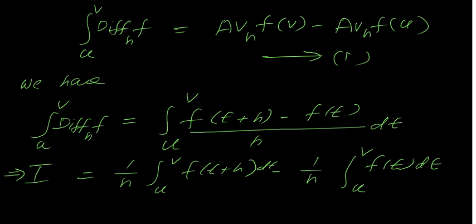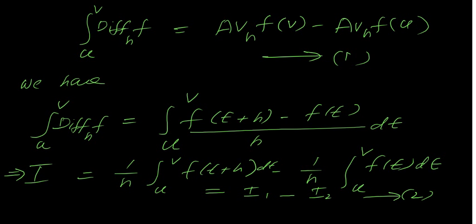Okay, let me denote this by I. This is equal to I1 minus I2, and name it (1). So this I is equal to I1 minus I2, where I1 is equal to 1 over h integral u to v f of t plus h dt, and I2 is equal to 1 over h integral u to v f of t dt. So now we will see this.